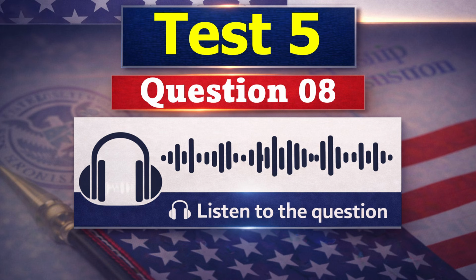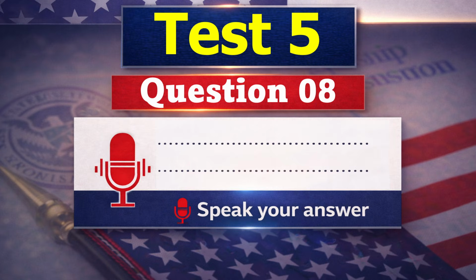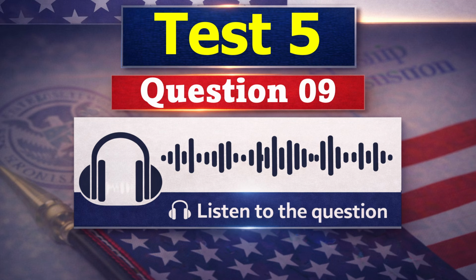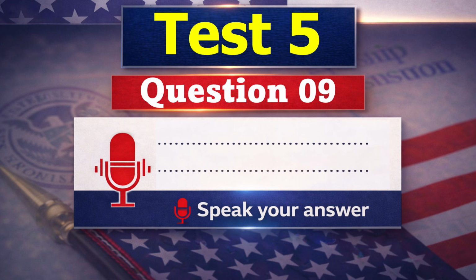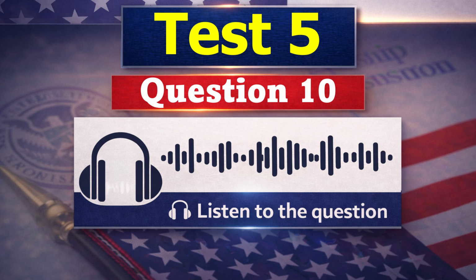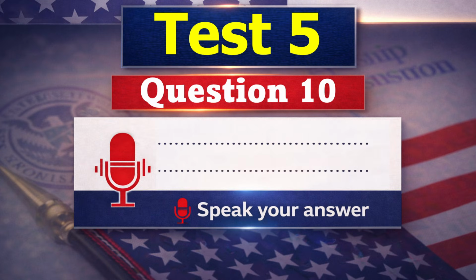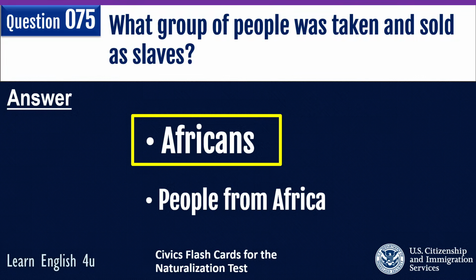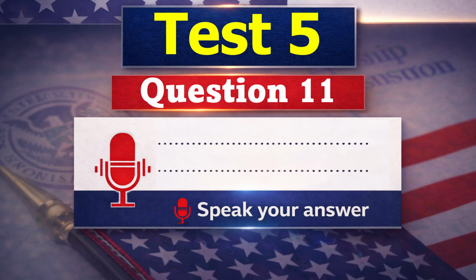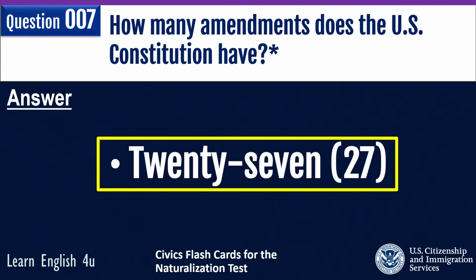What founding document was written in 1787? U.S. Constitution. How many Supreme Court justices are usually needed to decide a case? 5. What group of people was taken and sold as slaves? Africans. How many amendments does the U.S. Constitution have? 27.